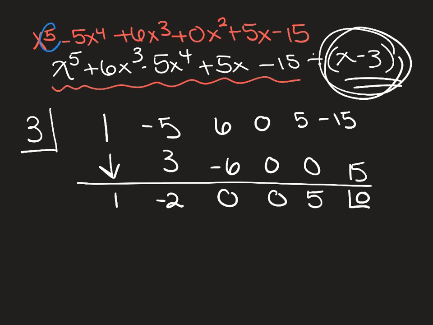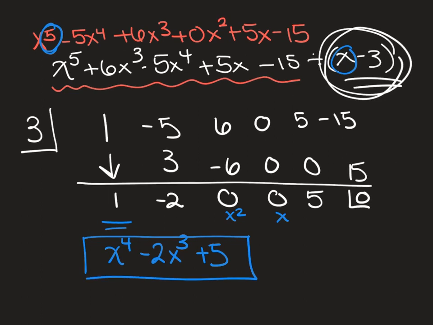Up here, I started with an x to the 5th and I divided out 1x. So this is going to become down here an x to the 4th. 1x to the 4th minus 2x to the 3rd. This would have been my x squared and this would have been my x. But I don't need to write them because I don't have any. And then plus my 5 at the end. So here is your final answer.